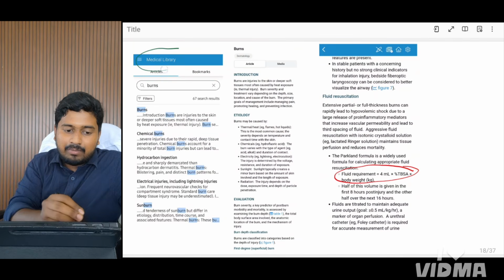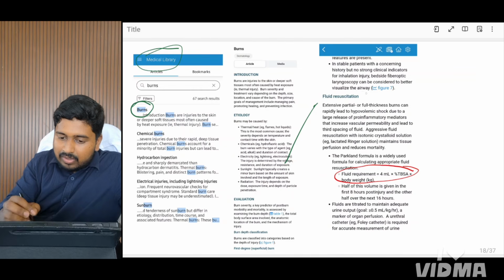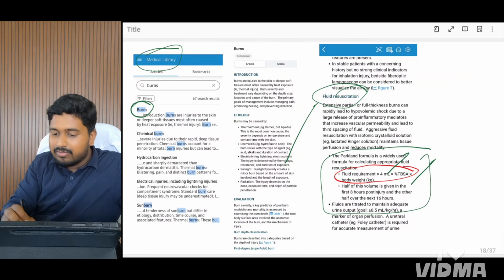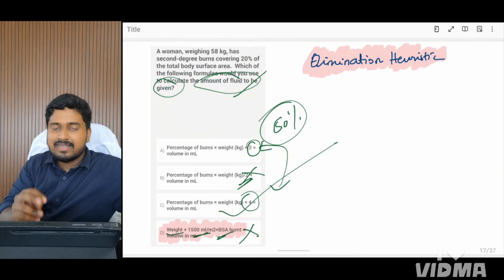So when I went to this medical library of this particular app, I went directly to burns. I scrolled down and I directly went to fluid resuscitation, and here it is given 4 ml into total body surface area into body weight. This is Parkland's formula. So I'll just tick this answer and it came correct.